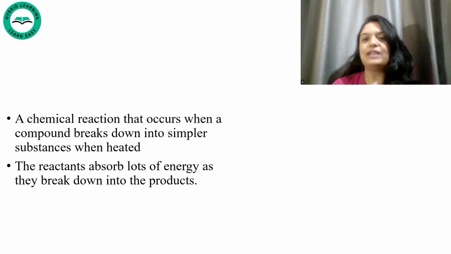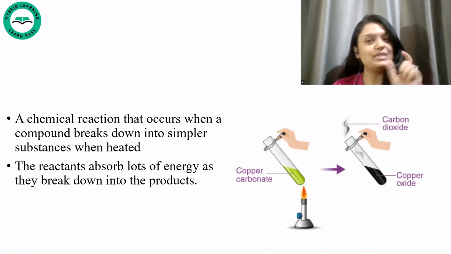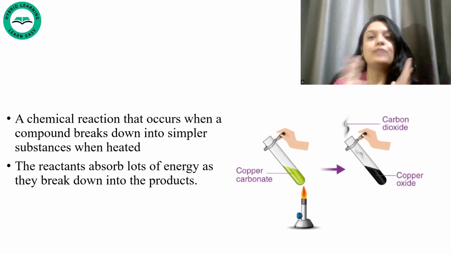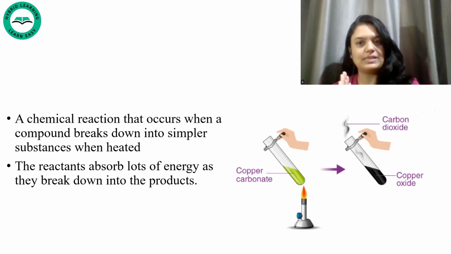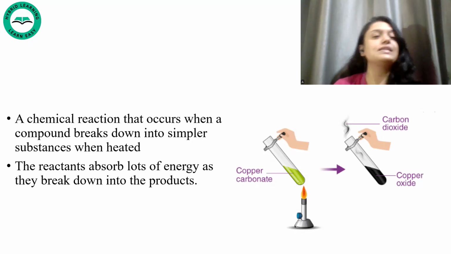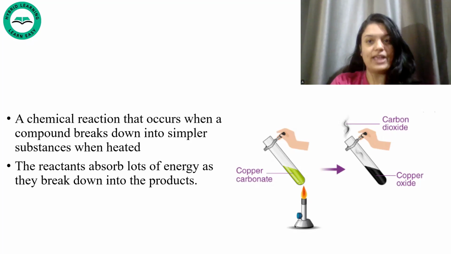Now, the second one that we are talking about, that is the thermal decomposition reaction. Let us break the term. Thermal means heat, decomposition is breaking down. So a bigger substance will break down into two or more smaller substances. So basically what happens in these kind of chemical reactions? When a compound breaks down into simpler substances when heated, we are going to use heat as a tool, and we are going to break a bigger substance into smaller ones.